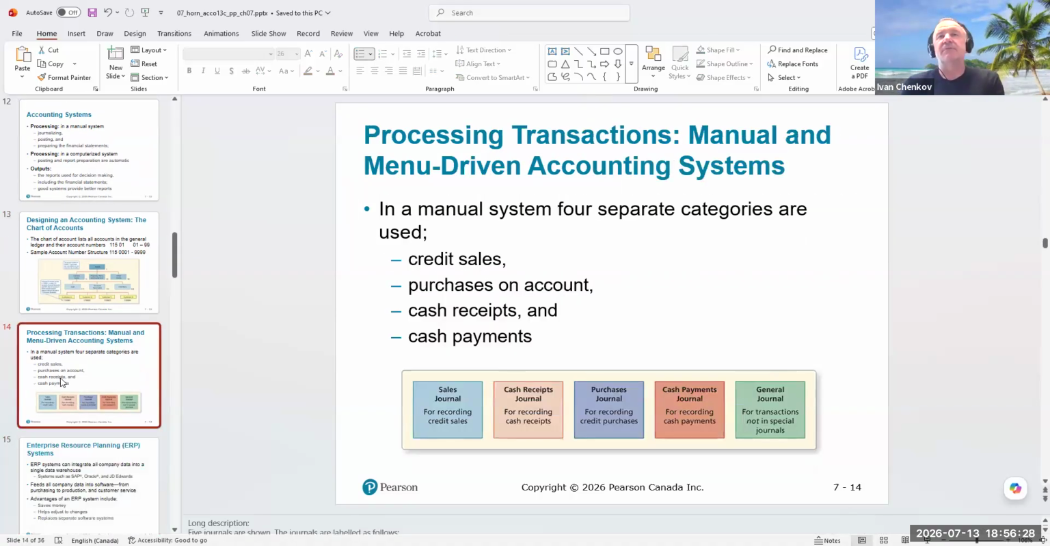Once we do this, we have to understand that this accounting system, either manual or manual-driven, is going to have subcategories, and separate subcategories are going to help us to navigate and enter information.